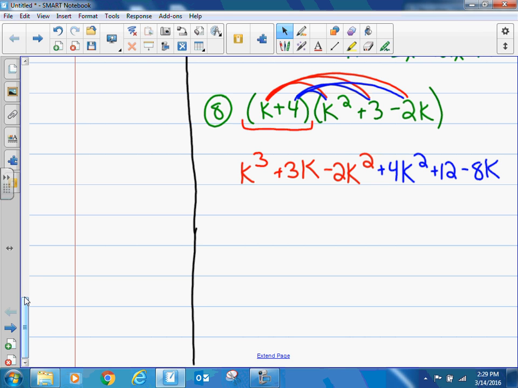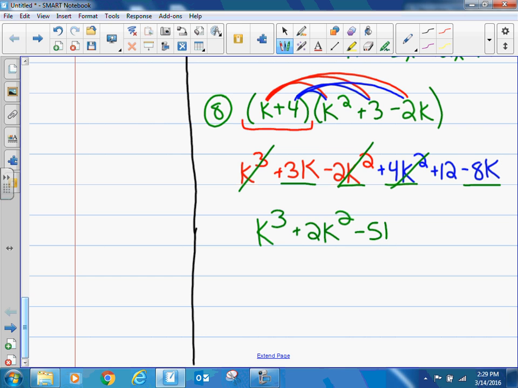So now I got to go in and clean it up a little bit. I have k to the third is my largest exponent, so I'm going to bring that out in the front. I did that one. Now I have 2 k squared terms. I have a negative 2 and a positive 4, so that's plus 2k squared. Got rid of those two. Now I have 3k in the front and negative 8k in the back. That's negative 5k. Got rid of those, and I got this little baby constant coming down at the end. So that gives us k to the third plus 2k squared minus 5k plus 12.